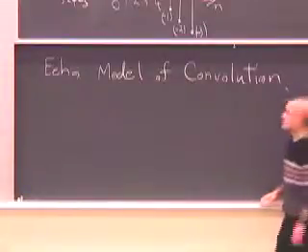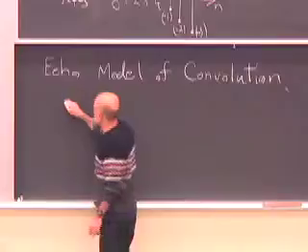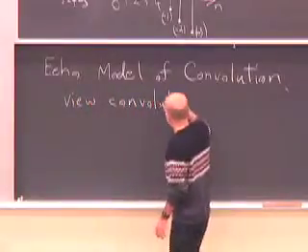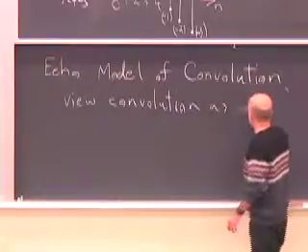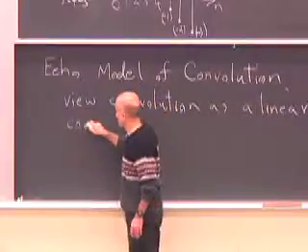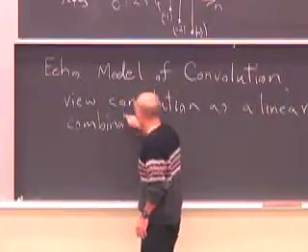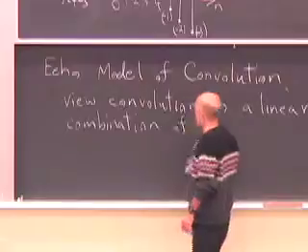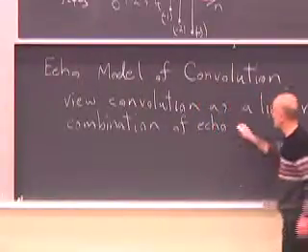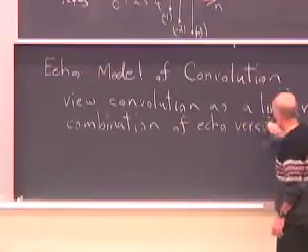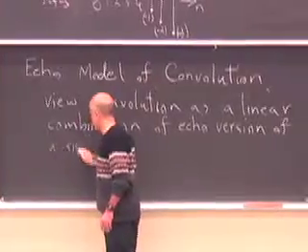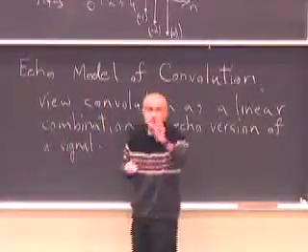But essentially, you view convolution as a linear combination of echo versions of a signal. Only one of the two signals gets echoed.